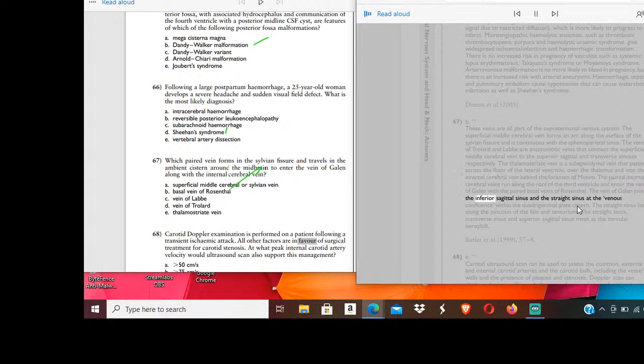The vein of Galen joins the inferior sagittal sinus and the straight sinus at the venous confluence within the quadrigeminal plate cistern. The straight sinus lies along the junction of the falx and tentorium. The straight sinus, transverse sinus, and superior sagittal sinus meet as the torcular Herophili.